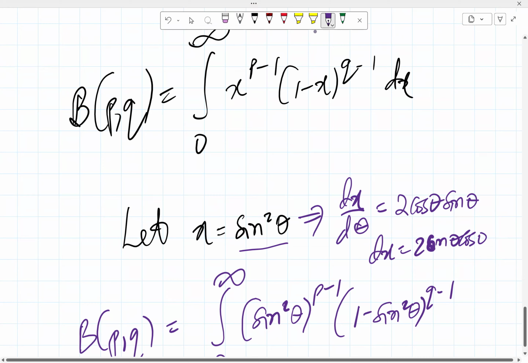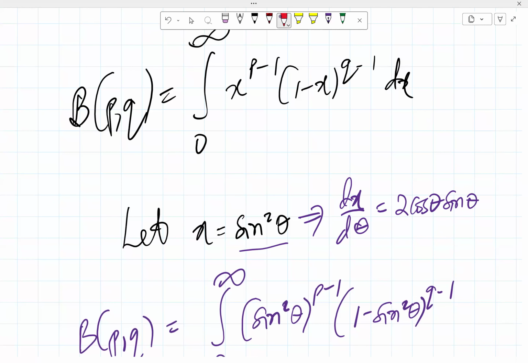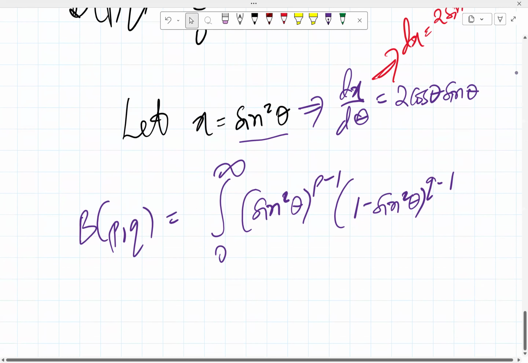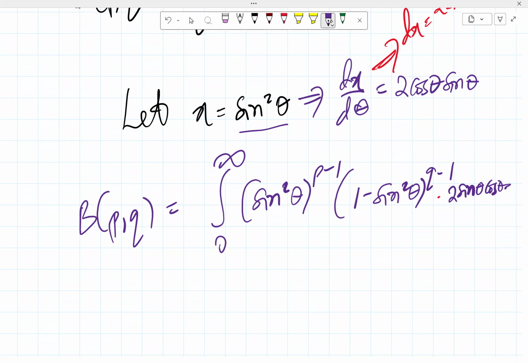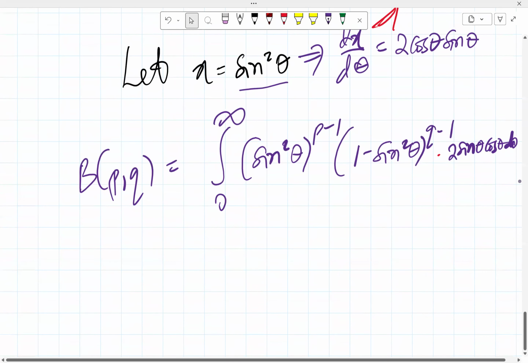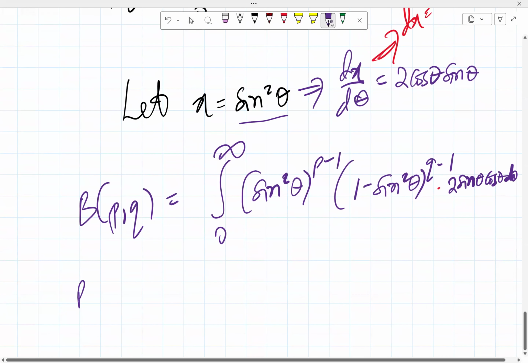Okay, let me write that out better. So we say that this one is the same thing as dx equals 2 sine theta cos theta d theta, like this. So at the end of the day, this is 2 sine theta cos theta d theta. Finally, we then have beta p comma q to be the integral from 0 to infinity.